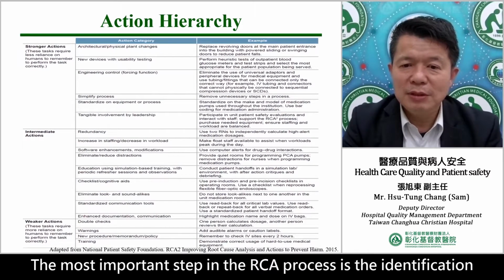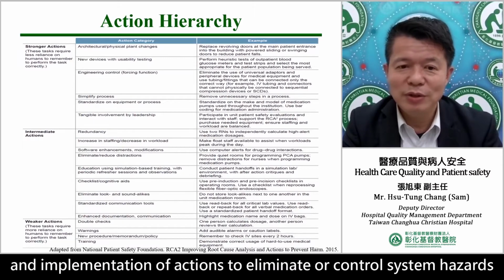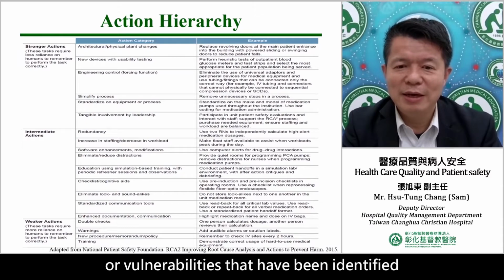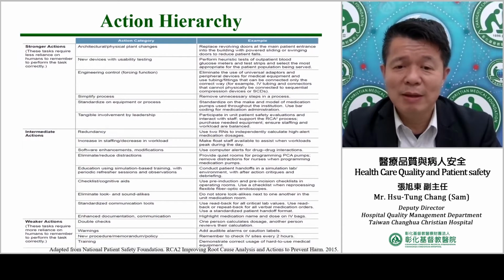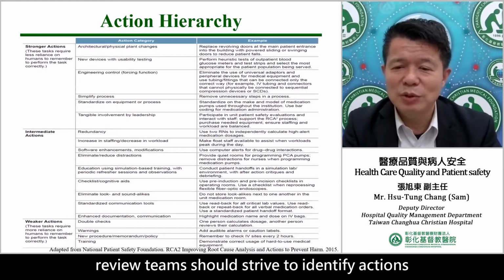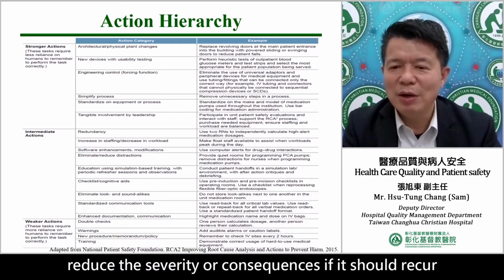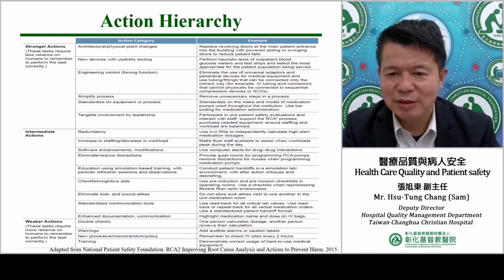The most important step in the root cause analysis process is the identification and implementation of actions to eliminate and control system hazards or vulnerabilities that have been identified in the contributing factor statements. Therefore, review teams should strive to identify actions that prevent the event from recurring, or if that is not possible, reduce the severity or consequences if it should occur.